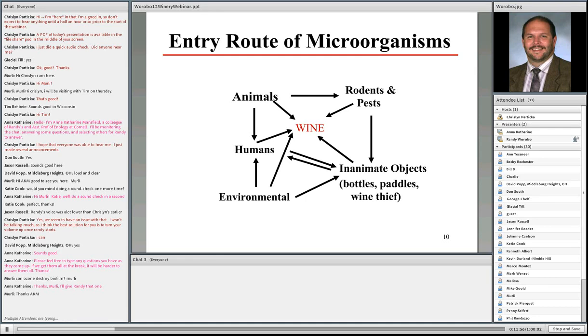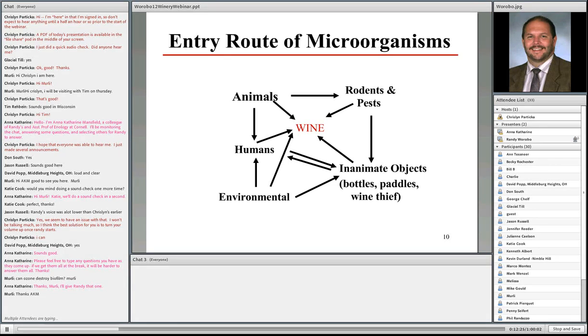You can also, as I said, humans, the workers are the most common vector for supplying the route of contamination for microorganisms into the wine. One of the most common overlooked entry points that winemakers make is the use of wine thieves. They sample from barrel to barrel without a sanitation of the wine thief between barrels.